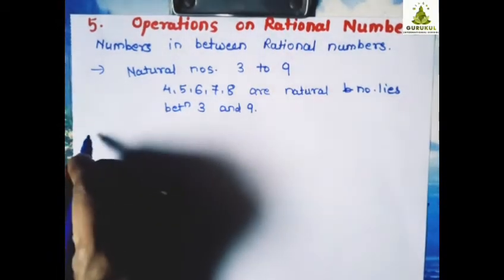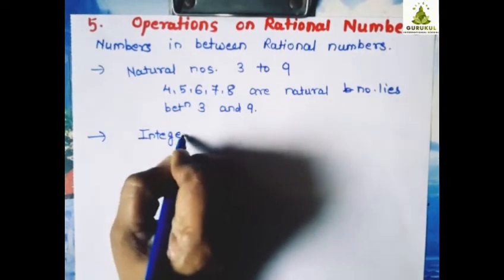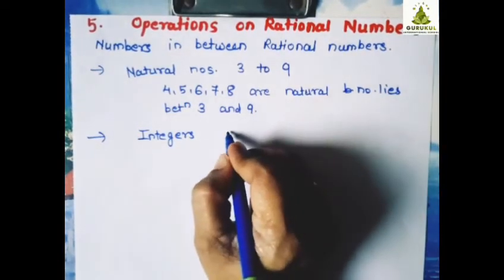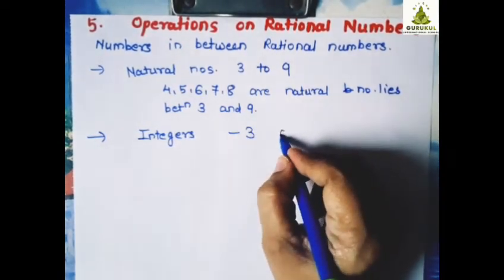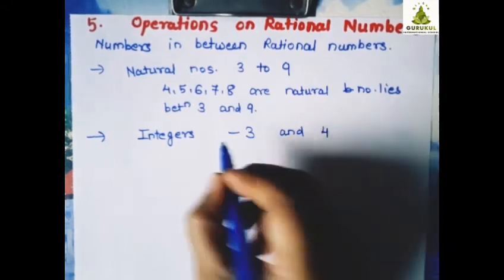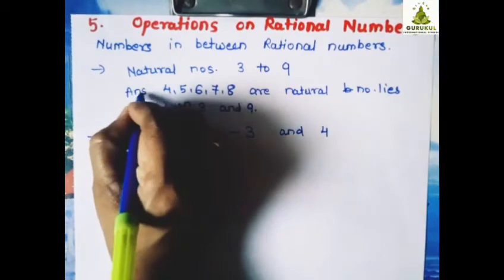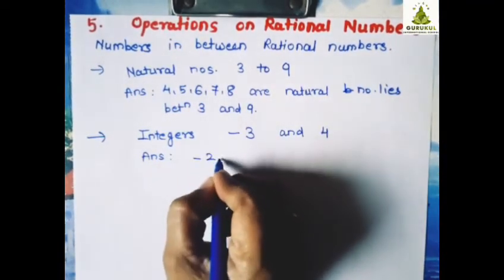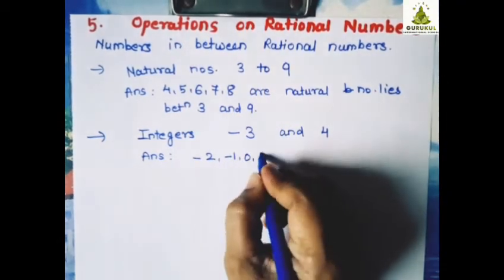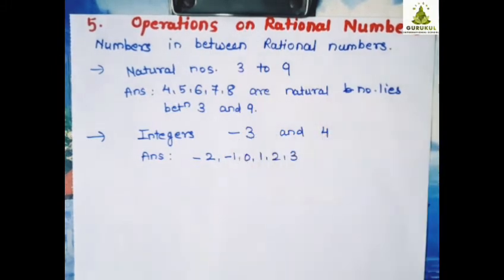Suppose if I give you some example of integers, correct. Integers means positive and negative numbers both. Suppose if you want to find out the numbers between minus 3 and plus 4. So, what will be the answer? Okay, answer will be for this one, it will be minus 2, minus 1, 0, 1, 2 and 3. So many numbers lie between minus 3 and 4, correct.